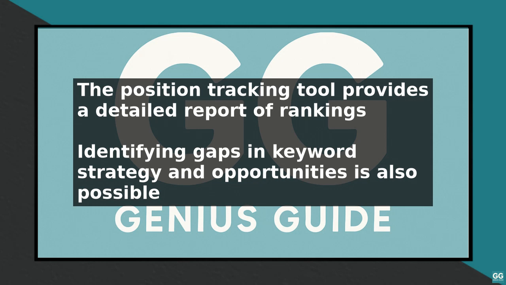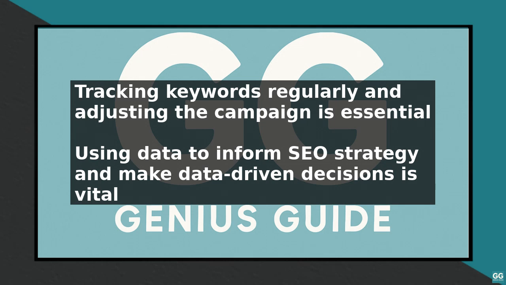You can use the data from the tool to identify areas for improvement and optimize your website and content to increase your rankings. Best practices for Semrush position tracking include setting up a comprehensive keyword list, tracking your competitors, and regularly reviewing and adjusting your campaign. It is also essential to use the data from the tool to inform your SEO strategy and make data-driven decisions.